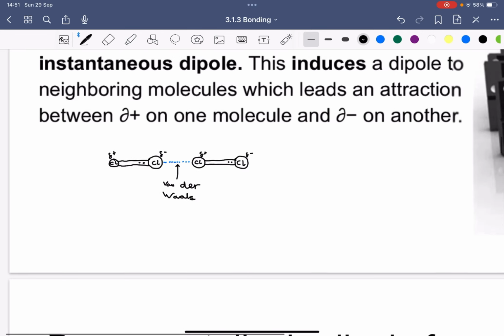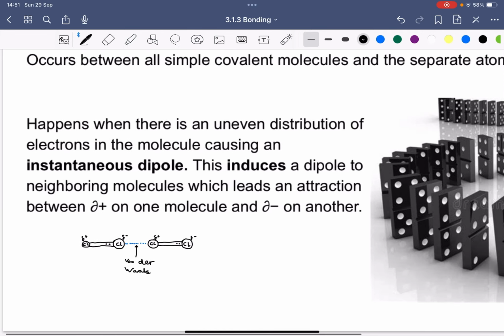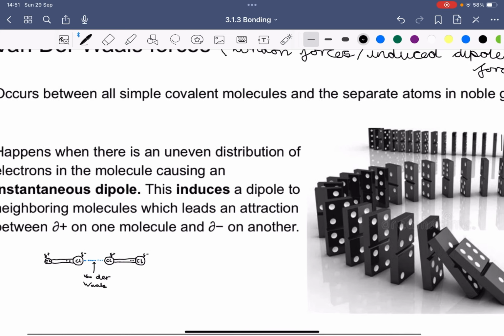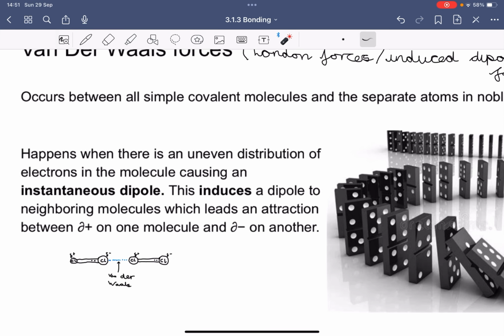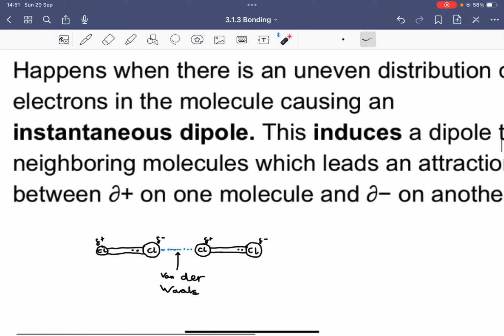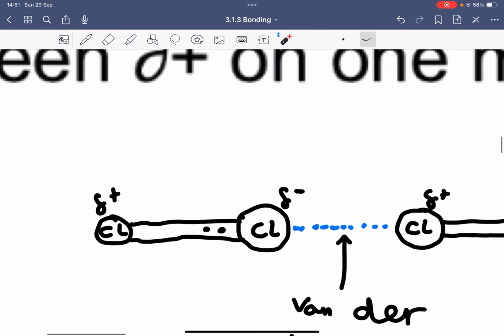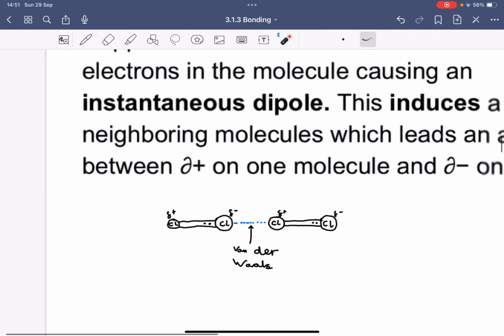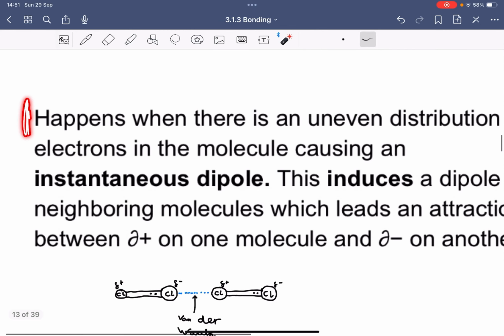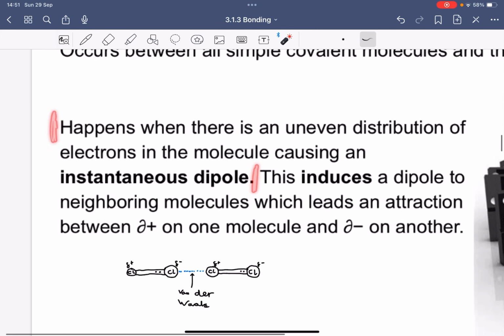Now, you also need to be able to explain this in your exam, right? So this is like a typical mark scheme definition. So it happens when there is an uneven distribution of electrons in the molecule causing an instantaneous dipole, okay? So that basically just describes how by chance the electrons were on this side of the molecule and that caused a dipole, right? So this side became slightly negative and this side became slightly positive, okay? So that's what here to here describes.